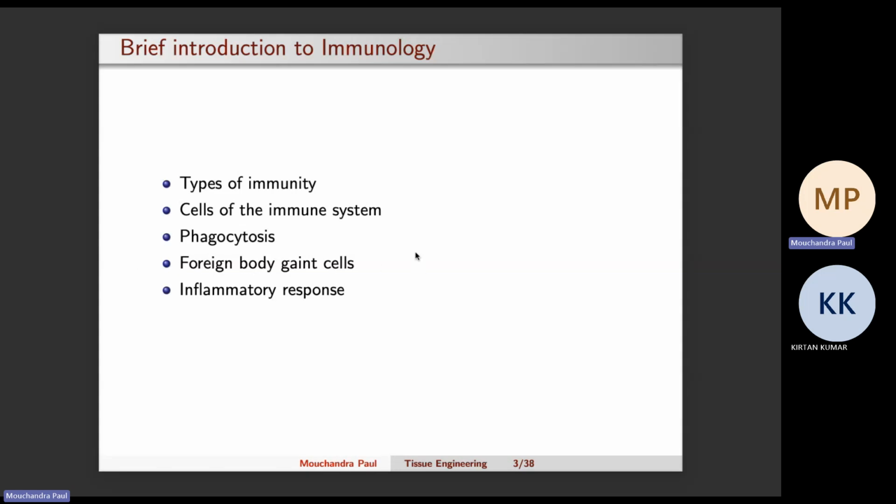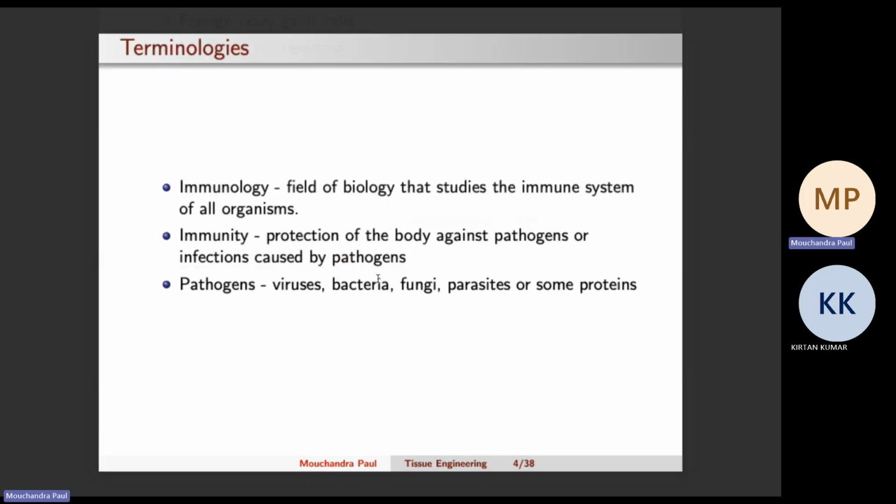the knowledge of the foreign body giant cells is important, because we later see that these are the cells which are formed in response to the large tissue engineering constructs or scaffolds that we implant. We will see how they are formed and how they act, and also the different kinds of inflammatory responses that are seen. First, we just quickly go through the terminologies.